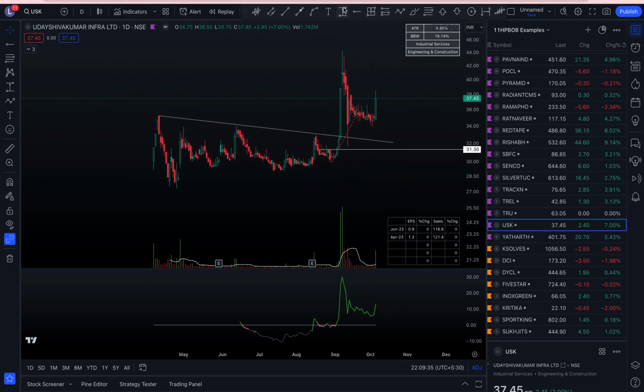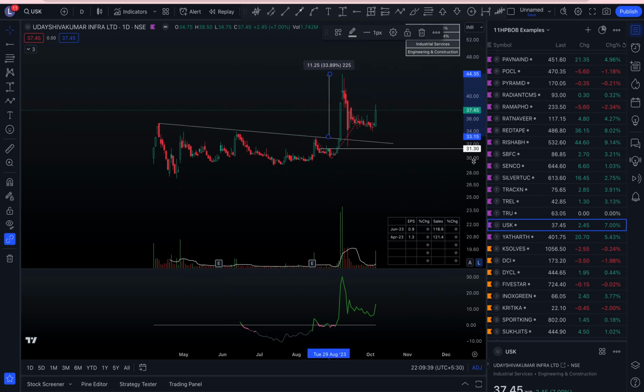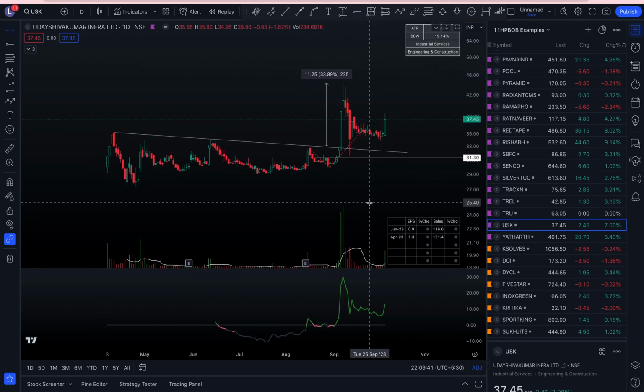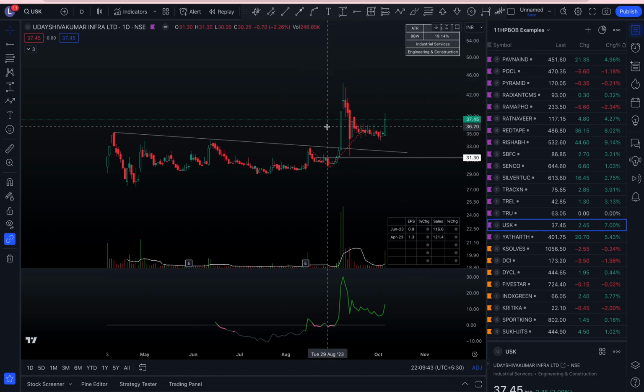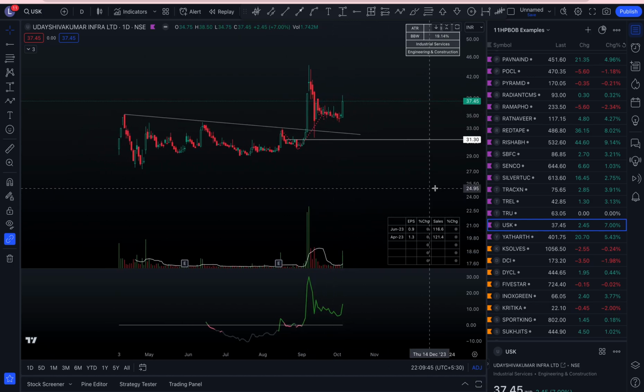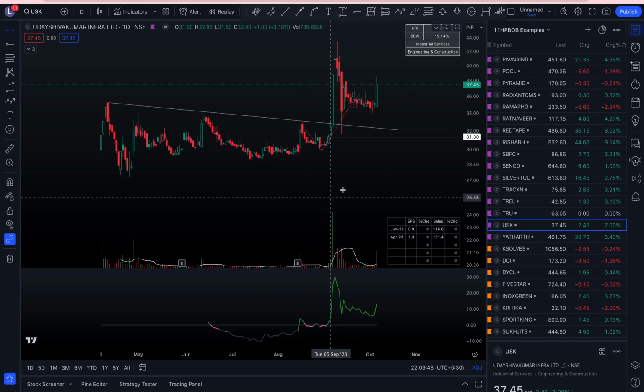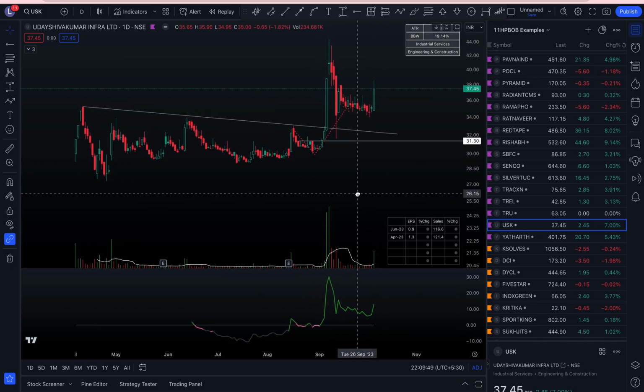And just see the kind of follow through it gave, almost 33% in a couple of days, man. This is the beauty of IPO based breakout. So, a very lucrative way to trade in the markets.